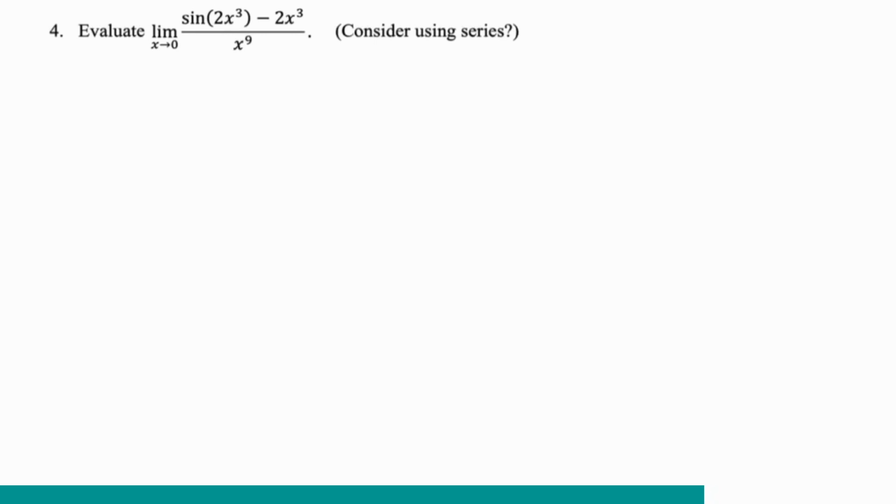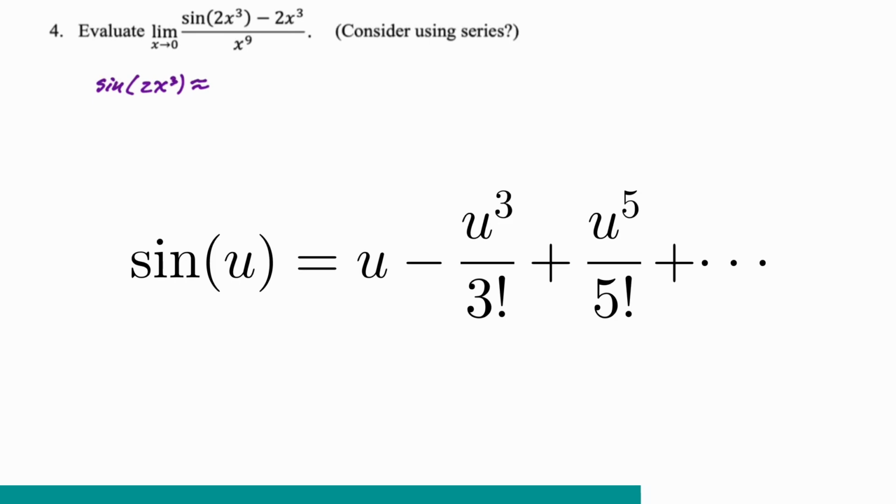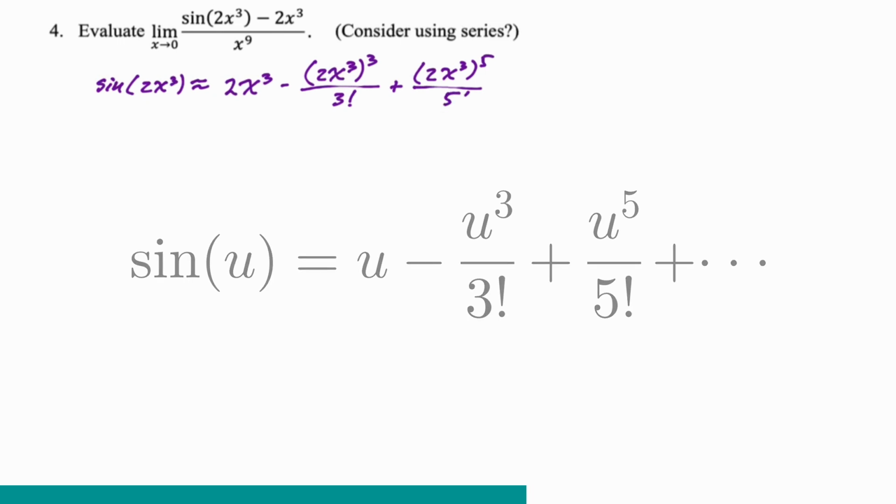All right, here goes. So sine of 2x cubed. You want to take everything that you memorized for sine and replace all the x's with 2x cubed. So sine of u would be u minus u cubed over 3 factorial plus u to the 5th over 5 factorial. Replace all the u's with 2x cubed, which gives us 2x cubed, and then minus the quantity 2x cubed over 3 factorial, and then plus the quantity 2x cubed to the 5th over 5 factorial.